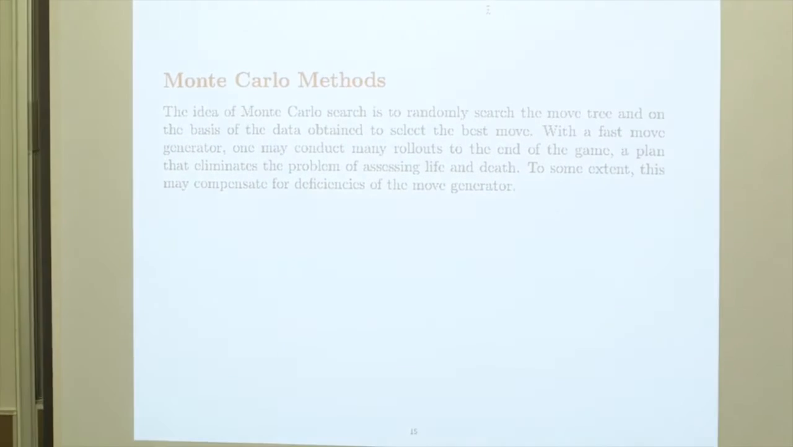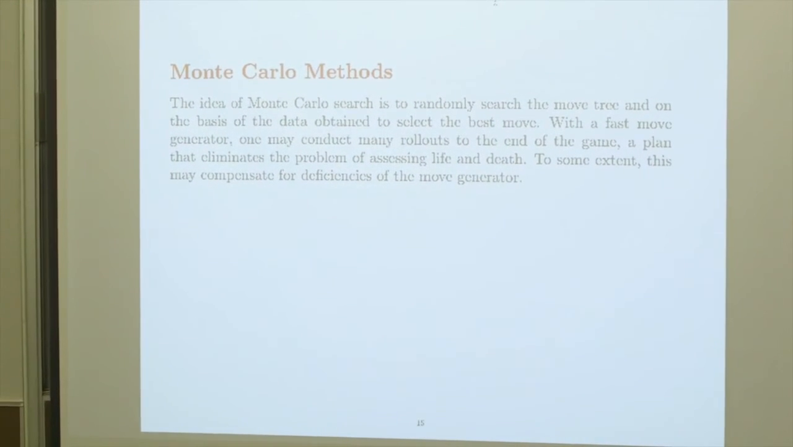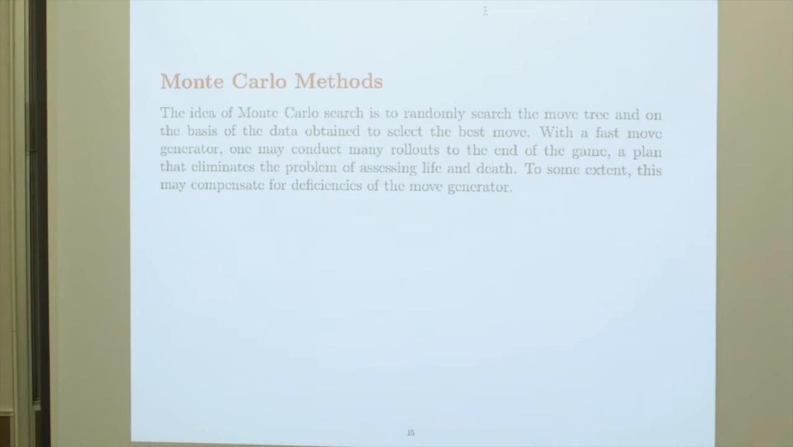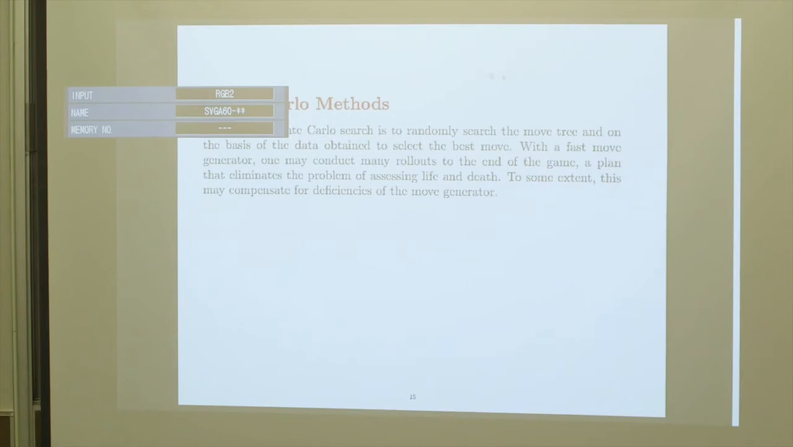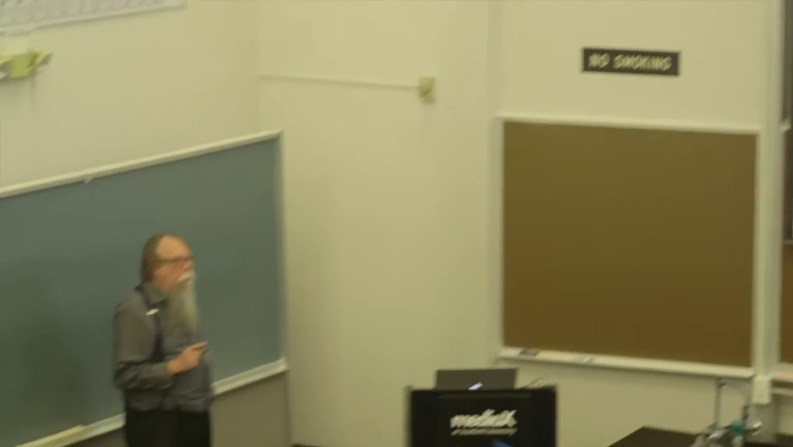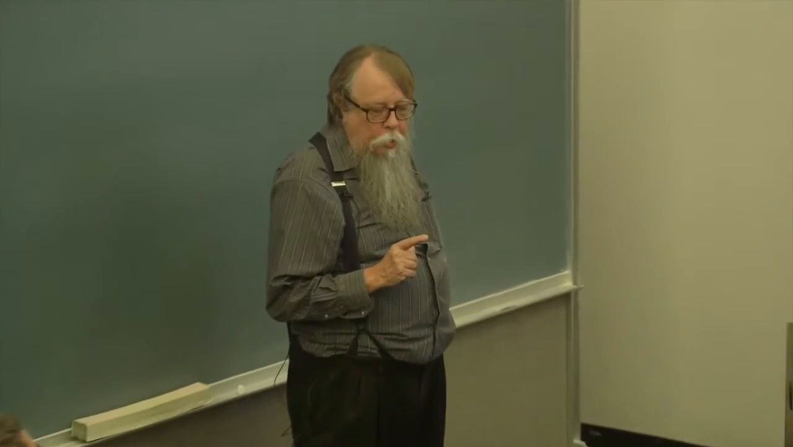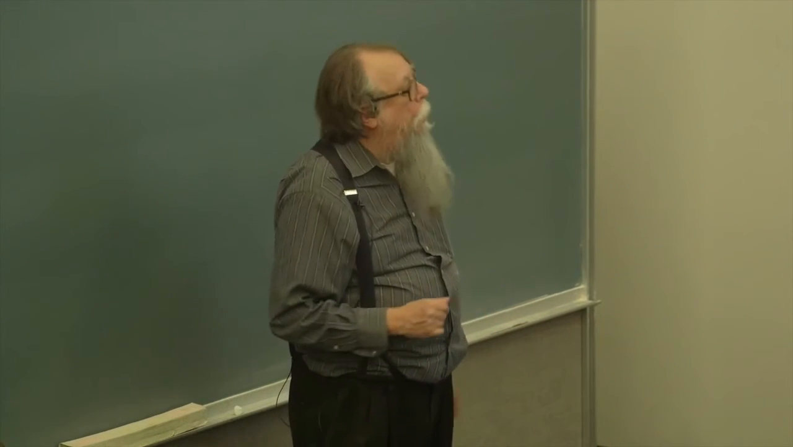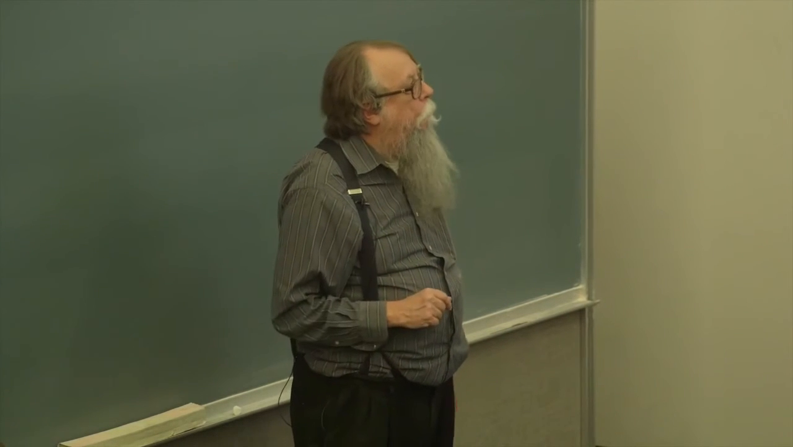So I'm going to talk about Monte Carlo methods. So the idea of Monte Carlo search would be that instead of searching a limited move tree, spending a lot of time evaluating the terminal nodes, maybe you just read all the way out to the end of the game. At that point, there's no issue of life or death. So you don't have to waste time deciding whether a group is alive or dead, which if you make a mistake will invalidate your evaluation of the terminal node in the move tree. You just read it out to the end and then everything is obvious. The dead stones can even be removed from the board.